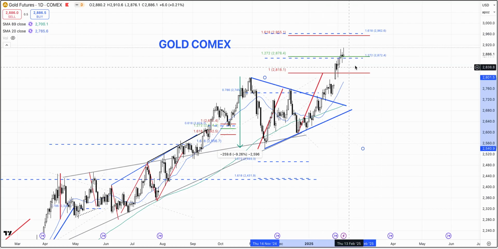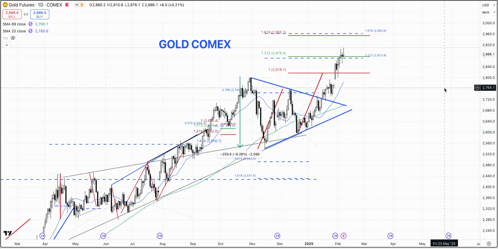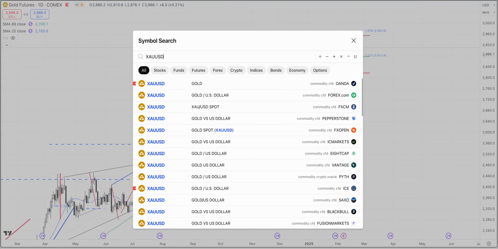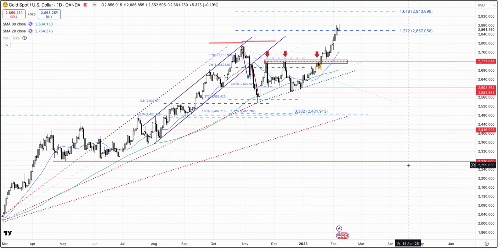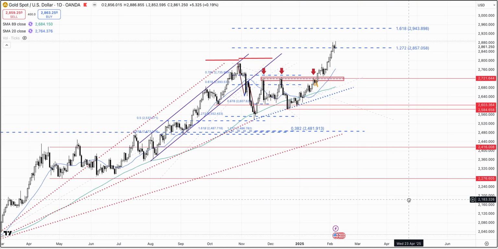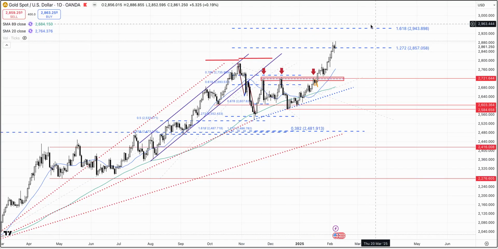because it's right at these key levels. And if we begin to get some confirmation from the price action, for example moving below the low of last Thursday, we could be in a situation like this where we get some sort of a pullback. That remains a possibility. And if we just take a look at the spot market right here, it's a different kind of pattern, but again it's also right at the 1.272 expansion right here.